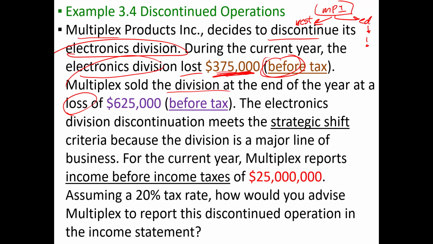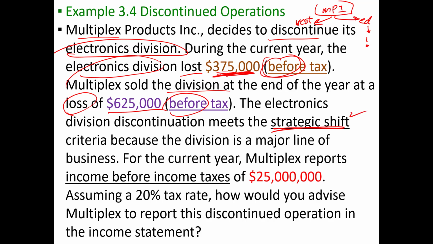And sometimes this makes more sense than doing a write-down. To sell off all the assets, is there any type of a loss or a gain from that? In this case, there's a loss of 625. Nobody wanted the assets from this particular division. There's a loss, and it's also before tax. Oh my gosh, I'm glad I'm getting rid of this electronics division. It's a dog. Okay. Getting rid of this division represents a strategic shift.